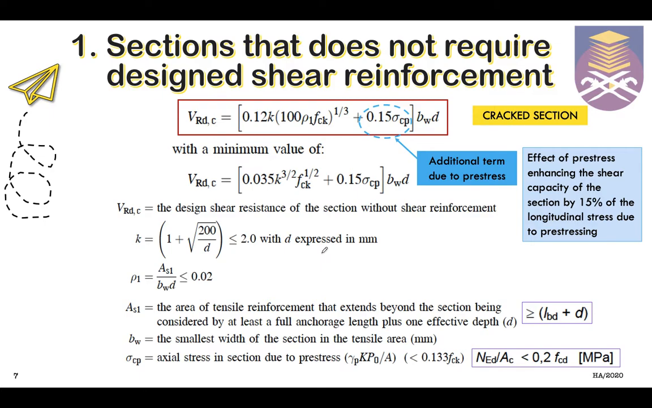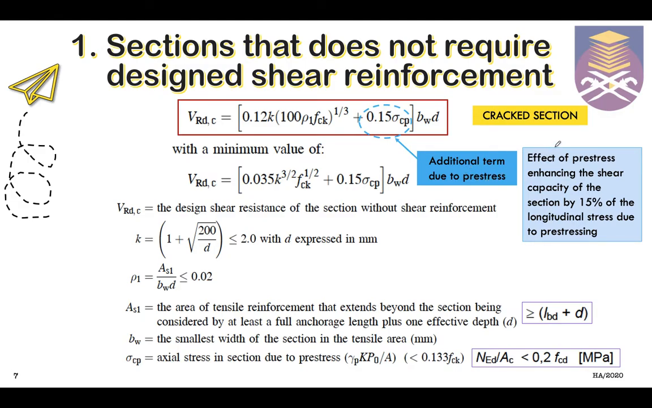So this equation of VRd,c is the shear resistance of the members equation, right? So we have VRd,c equals 0.12 k times (100 ρl fck) to the power of 1/3, right? So if you still remember in the design of reinforced concrete, we are using this portion of the equation. Okay, so as for the design of a pre-stressed concrete beam, we have this additional term, right? So this additional term is due to the pre-stress.